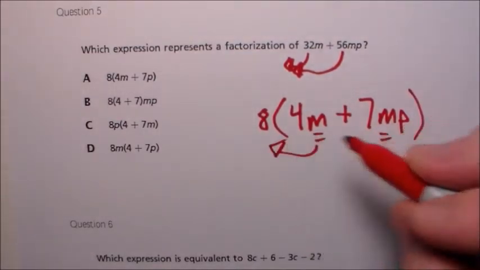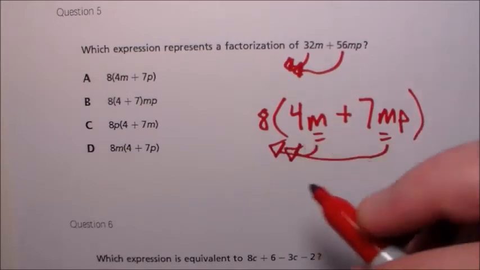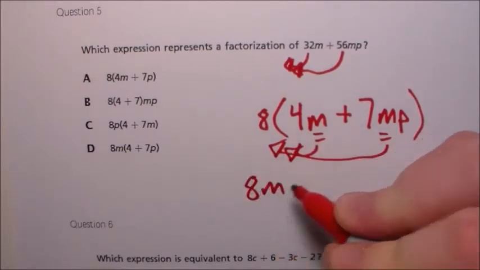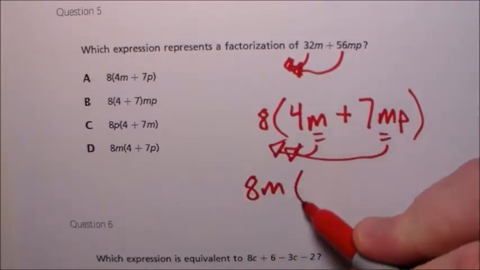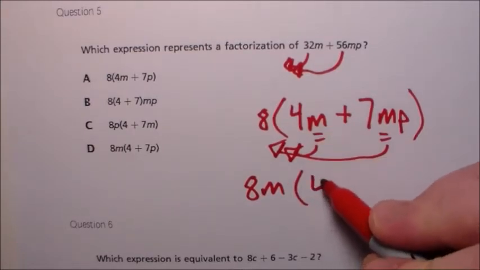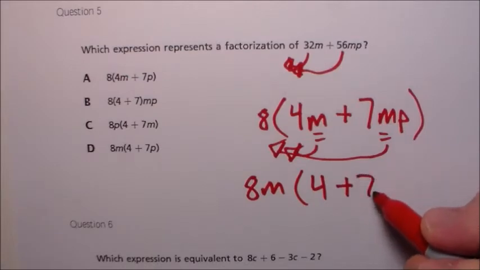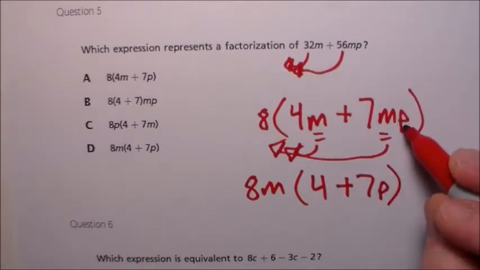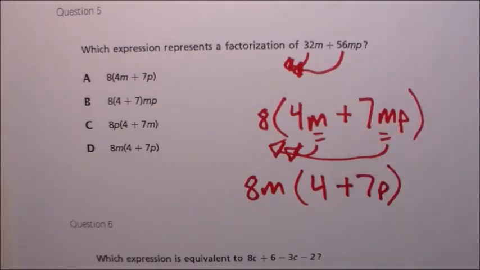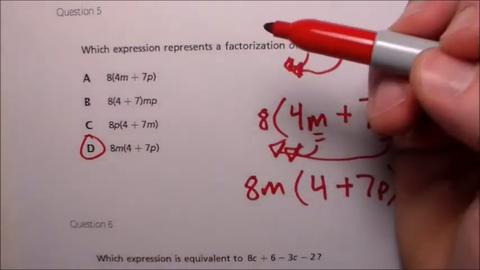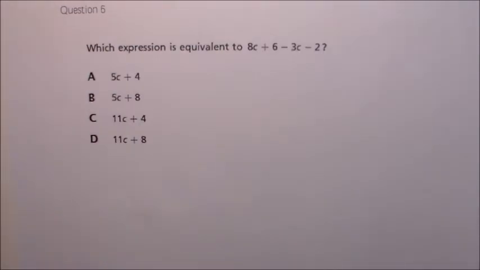So let's drag that m out. And we have 8m because the m's dragged out now. And what do we have left? We have a 4 left, and we have a plus 7p left, right? Because nothing touches the p. 7 and 4 are still left, and there we go. 8m parentheses 4 plus 7p. And that's our answer. On to question 6.